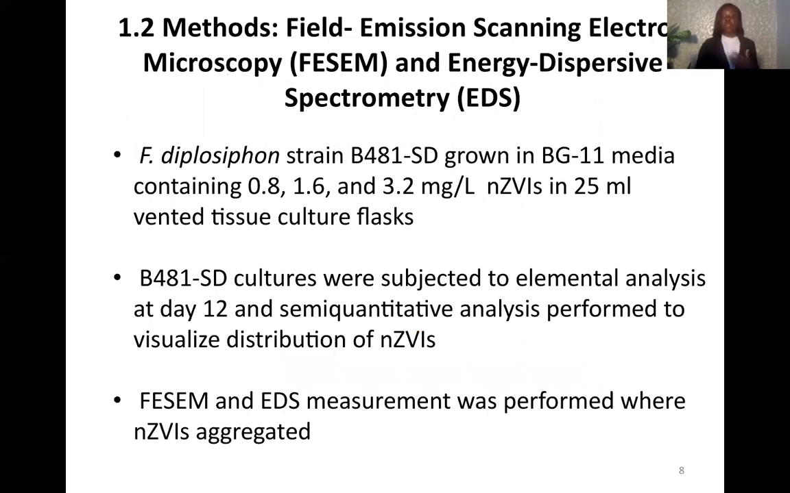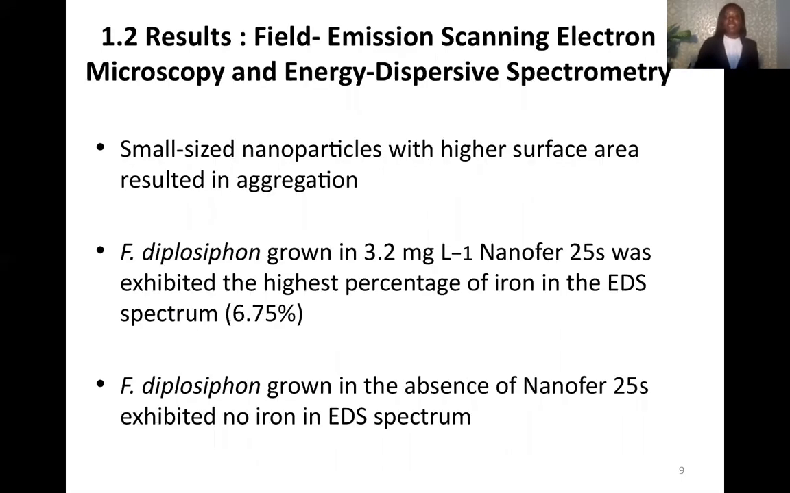B481SD cultures were grown in BG11 agar media and exposed to Nanofer 25S nanoparticles in liquid BG11 media at concentrations 0.8, 1.6, and 3.2 milligrams per liter. Diplosiphon cultures were grown until day 12, and energy dispersive spectrometry and scanning electron microscopy were performed to validate the localization and the distribution of nanoparticles. Field emission scanning electron microscopy is a microscope that uses electrons instead of light, and energy dispersive spectrometry is a method used for elemental analysis. Both were used in this study to validate the distribution and the localization of nanoparticles.